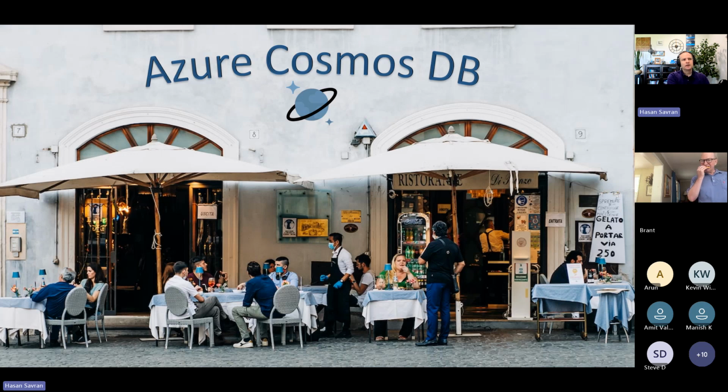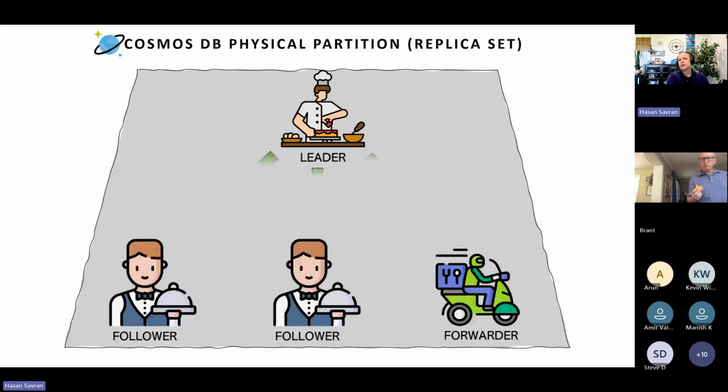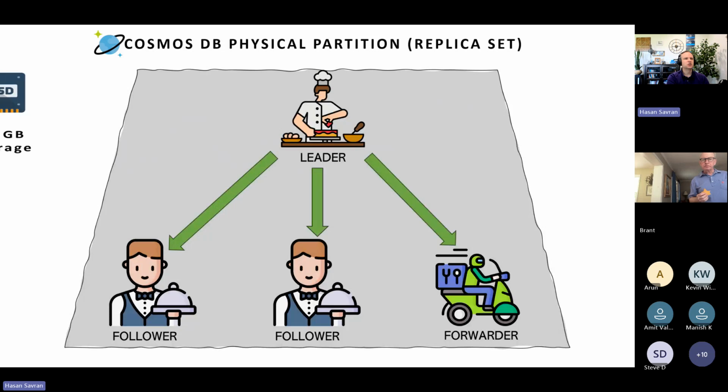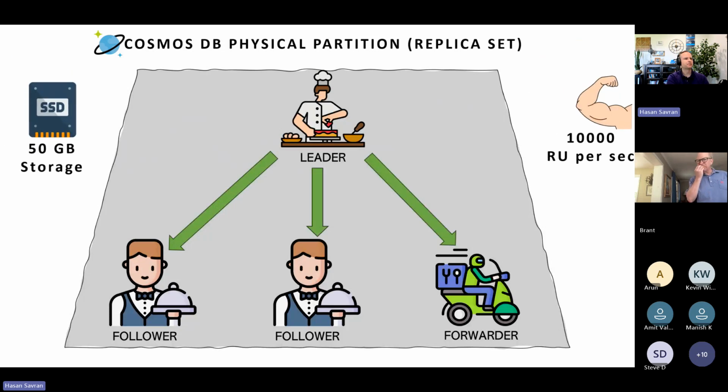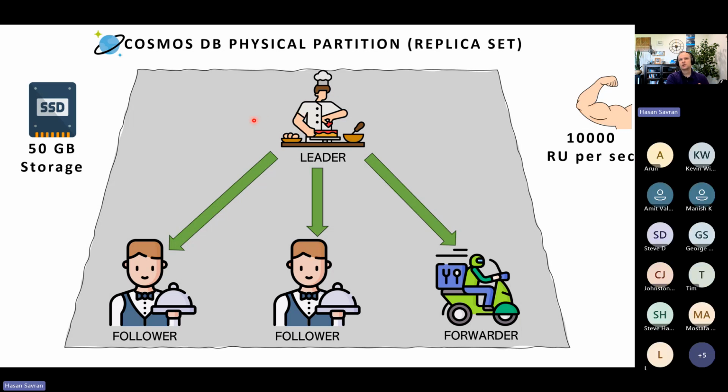If you look at the backend, in one physical partition, which is a replica set of Cosmos DB, we have 4 computers in it. We have 1 leader and 3 followers. Whenever a data change comes up, like update, delete, insert, anything like that, it goes into the leader, and the leader syncs the data with the 3 followers.